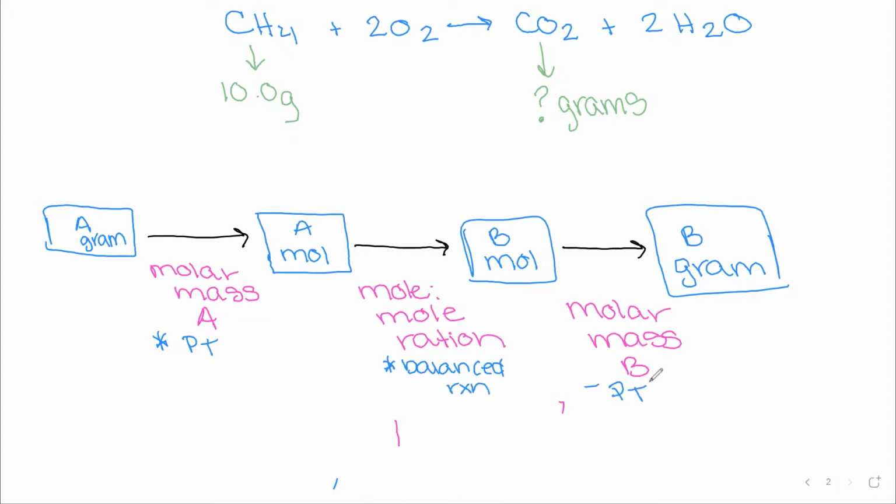So let's go ahead and solve this using our roadmap. And if I were to plug in my values that I have, so what I have is I'm going to start with my 10 grams of methane. I want to convert this into moles of methane. Then I want to convert this into moles of carbon dioxide. And once I get to moles of carbon dioxide, I want to convert this into grams of carbon dioxide.